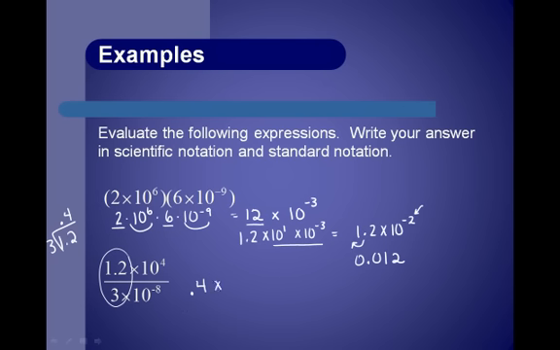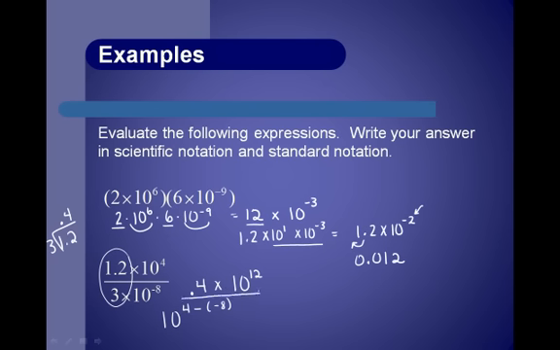Now divide the powers of tens. 10 to the 4th divided by 10 to the negative 8th. When you're dividing like bases, you subtract your exponents. We would get 4 minus a negative 8, or 4 plus a positive 8, which would give us times 10 to the 12th.